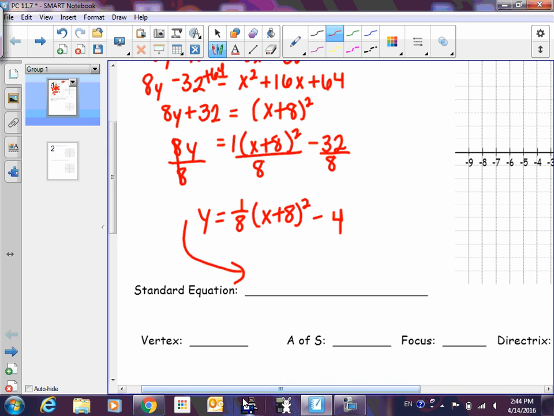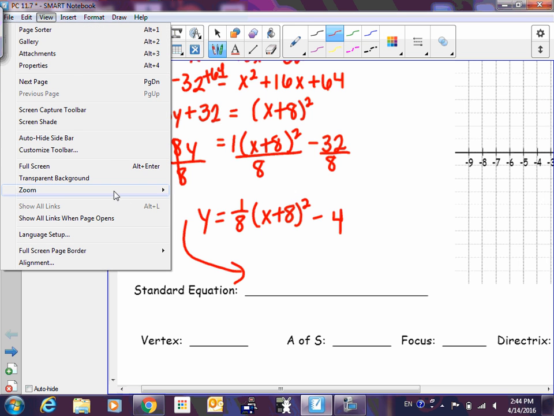And so there's our standard equation. I'm not going to rewrite it. I am going to change the zoom, though, so I can see everything at one time.